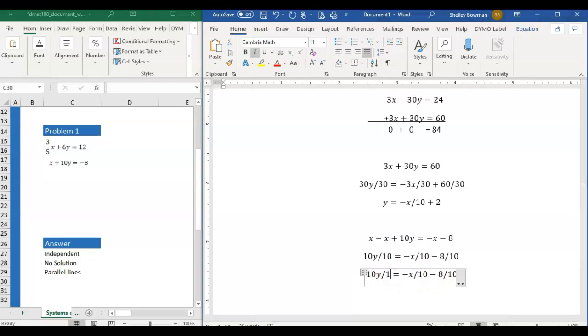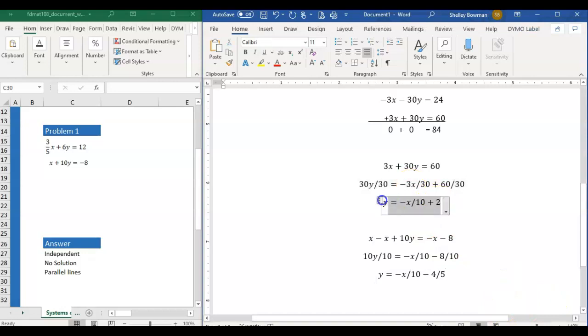Then to show my next step, I'm going to copy and paste. 10 divided by 10 is 1, or you can think of them as canceling out. 1 over 10 doesn't simplify, and 8 over 10 does simplify. I can divide both of those by 2, which gives me 4/5. There we go. Okay, so now this is my line in slope-intercept form.